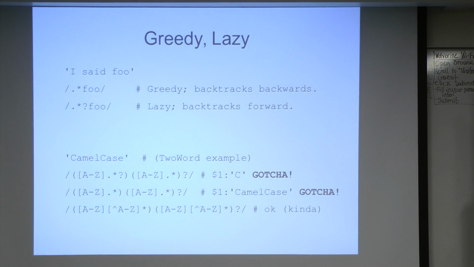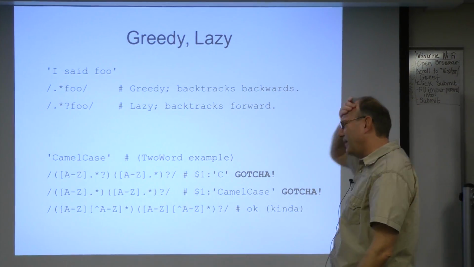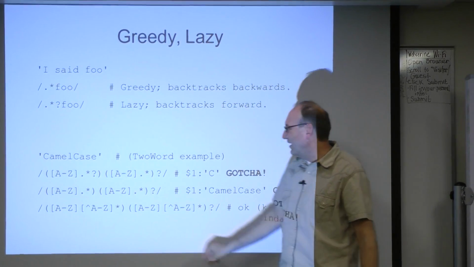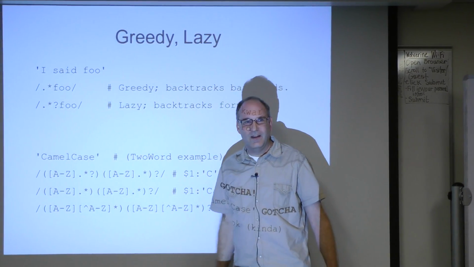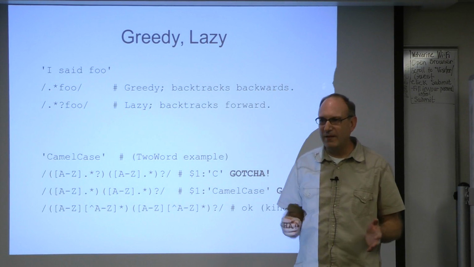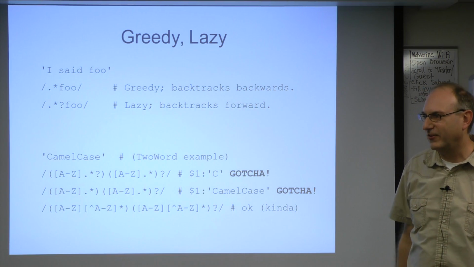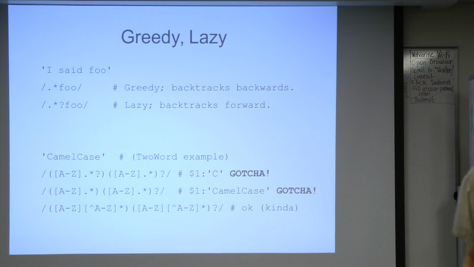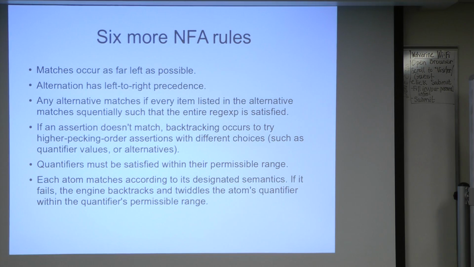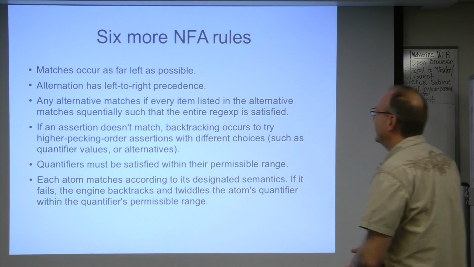My point was to show that a lot of times you can really get yourself into trouble, saying, why isn't this thing matching like I think it's supposed to? And I'm using a lazy quantifier, it ought to be matching. But unless you force it to know exactly where it's supposed to make that cutoff, it's going to match as little as possible or as much as possible. Okay. We'll go through the 6 more NFA rules real fast before we get on to other things.